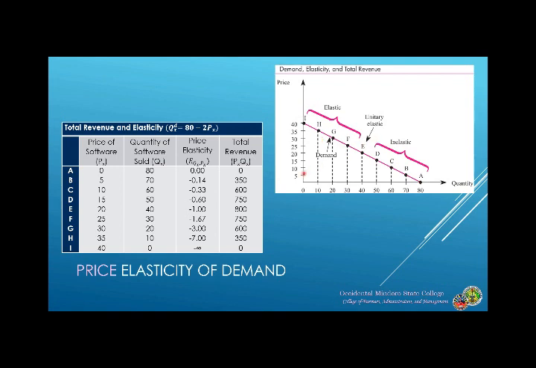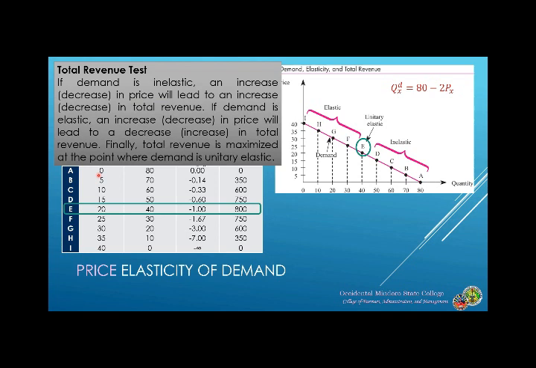So, ano ibig sabihin yan? In total revenue test, sa product E, dyan tayo nagma-maximize ng profit. Bakit? If the demand is inelastic, an increase in price will lead to an increase in total revenue. Kagaya ng B, nag-increase siya ng 5, from 0 to 5, ang revenue natin nag-increase din. 0 to 350. So, pag inelastic, an increase in price will lead to an increase in total revenue.